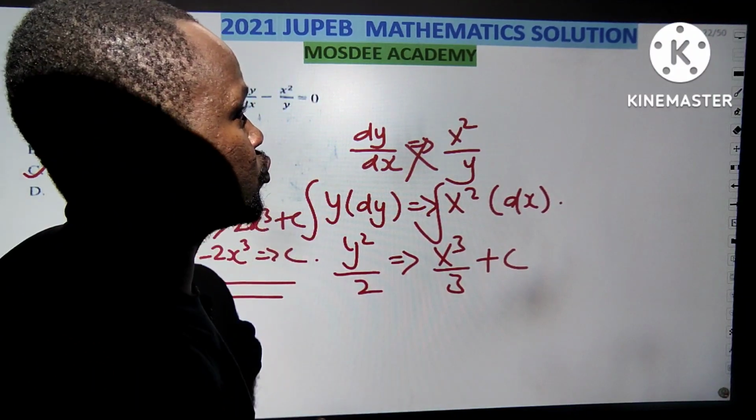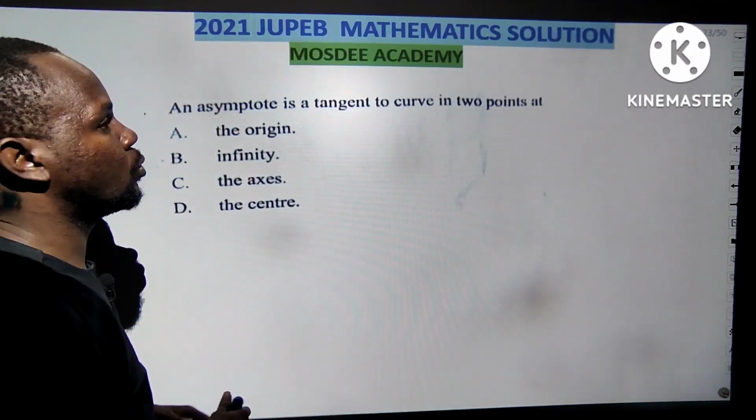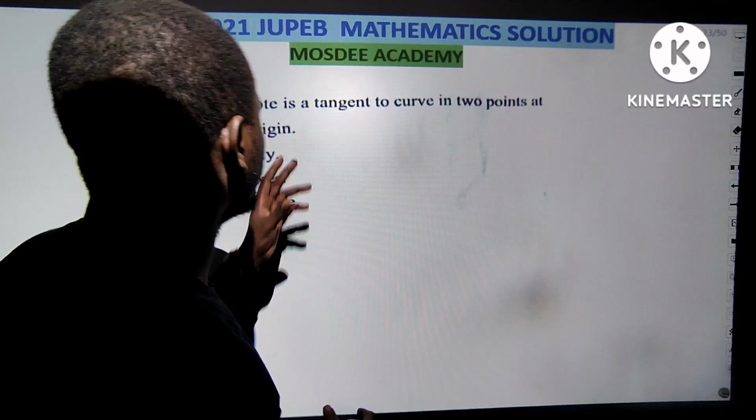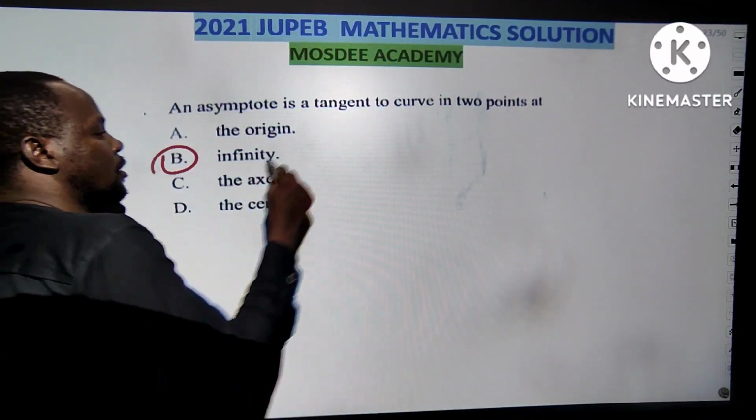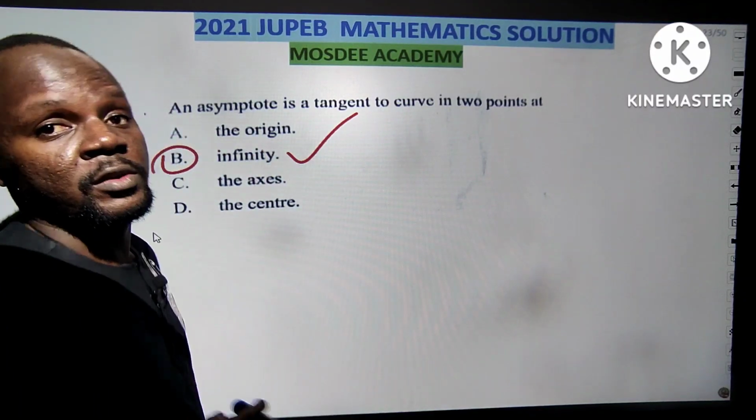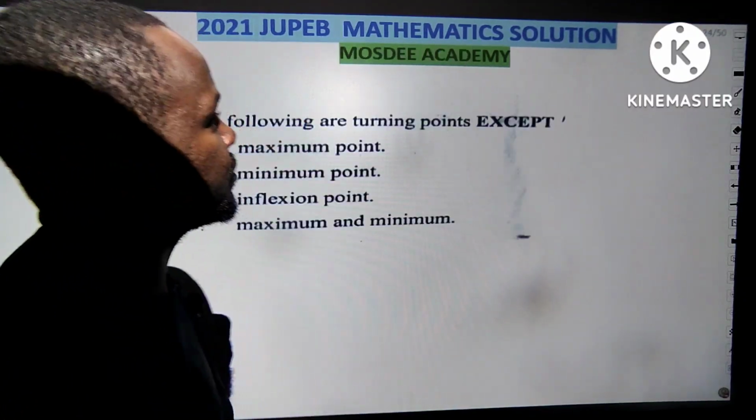The next one, question 23. An asymptote is a tangent to the curve with 2 points that is meeting at infinity. We've done this one in my own classroom, so this is a simple question. Next one, 24. Thank you very much.